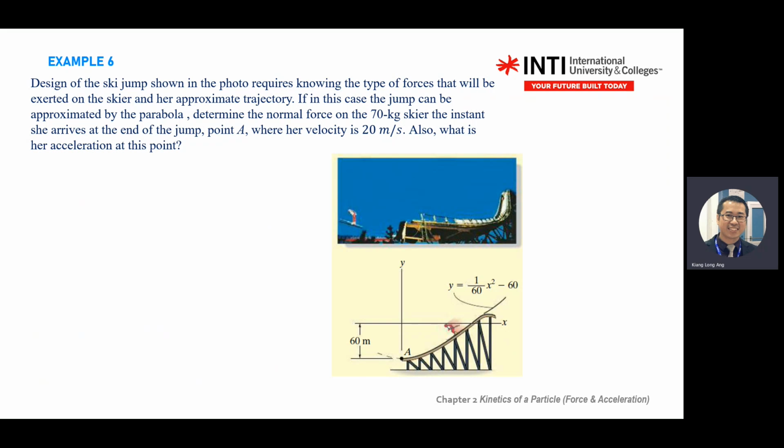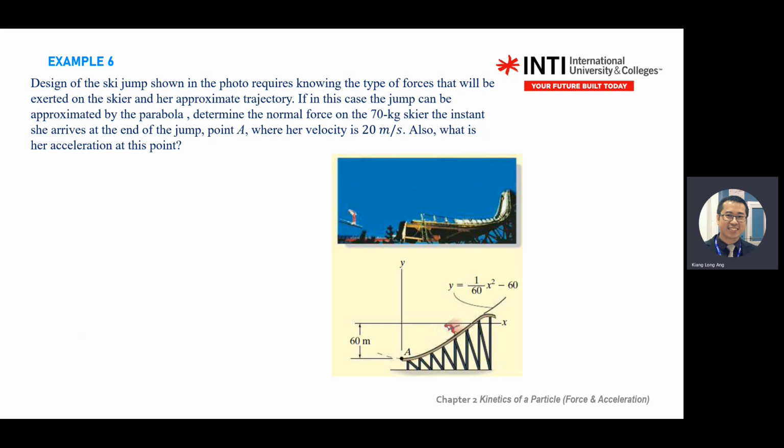Right. Number 6. You have this entertainment. It's a sport, ski. You jump from the top. Determine the type of force that will be exerted on the skier and the approximate trajectory. So this skier here drops on the platform here. This skier was in the profile y equal to 1 over 60 x squared minus 60.